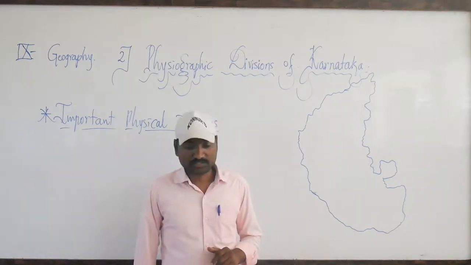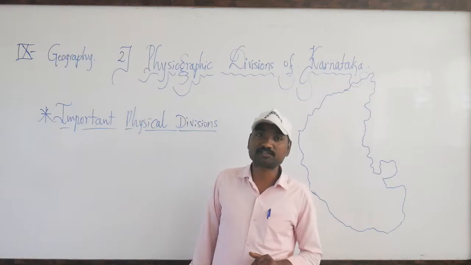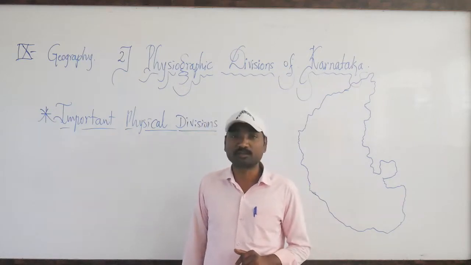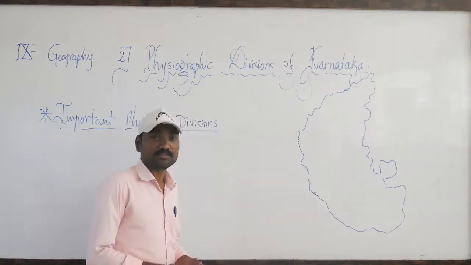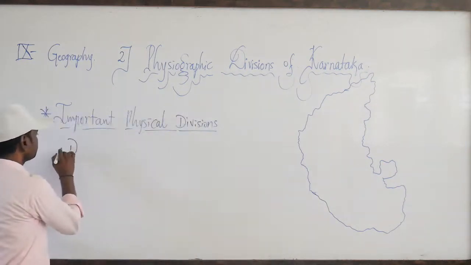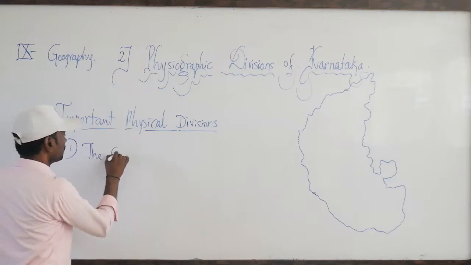Let us study which are the important physical divisions of Karnataka one by one. We are going to discuss them in today's class. Among those, the first one is the coastal plain. Number one, the coastal plain.